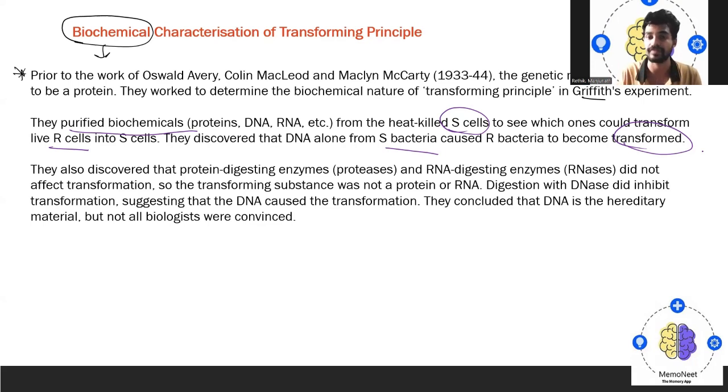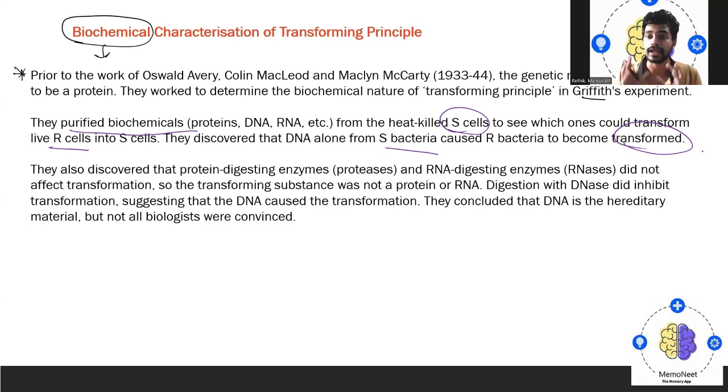And it is enough to make this change, transforming the R strain bacteria to S strain bacteria. This is clear. Then they also discovered that protein digesting enzymes, that is protease, and RNA digesting enzymes did not affect the transformation. So the transforming substance was not a protein or RNA. That was clear to them.